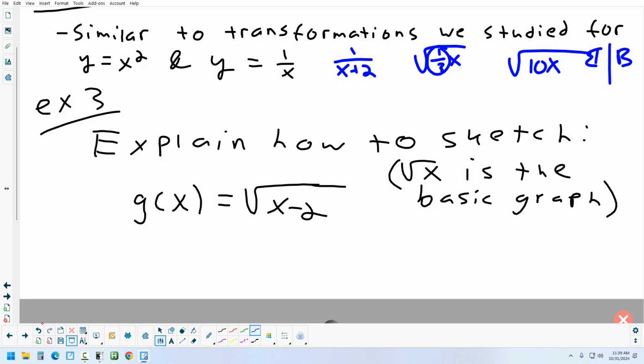Okay, how would I get g of x from the square root of x? What would be the only transformation I need to do? Yep. A horizontal shift to the right 2 units. So shift right 2 units. Yep. As long as you say which direction and how much, that's all you need. Shift right 2, perfect.